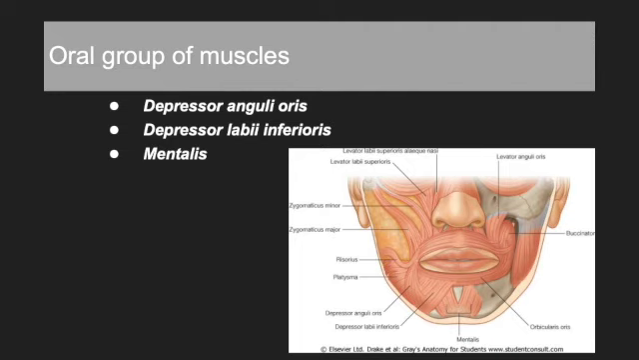And then we also have the mentalis. And mentalis just means chin. So you kind of think about it, we have an angled muscle that depresses our mouth. We have a muscle that depresses our lower lip. And then we have a muscle that attaches to the chin.